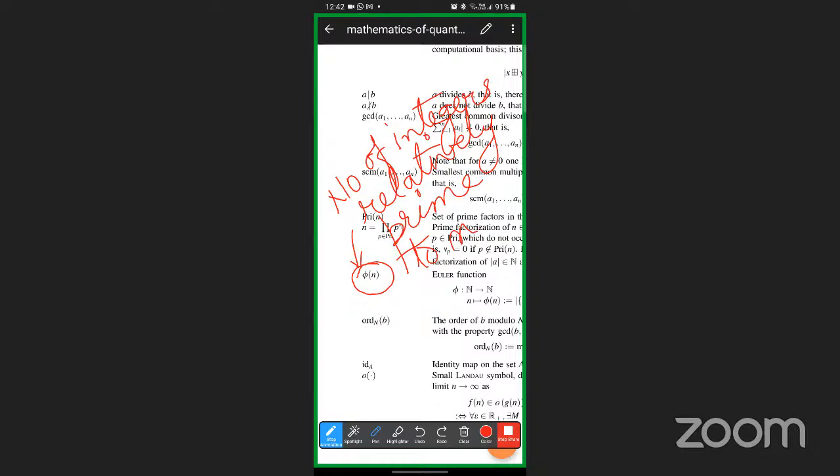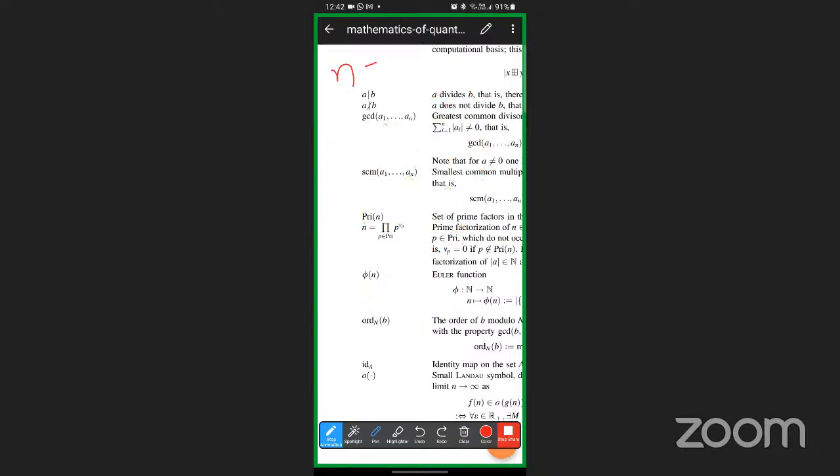For example, let's take n equal to some prime number p. How many numbers are relatively prime to p and less than p, of course? We have 1, 2, 3, 4, 5. All of them are relatively prime to p because p is a prime. So we have p minus 1 numbers relatively prime to p. Agreed? If p is a prime, we have p minus 1 numbers relatively prime to p.